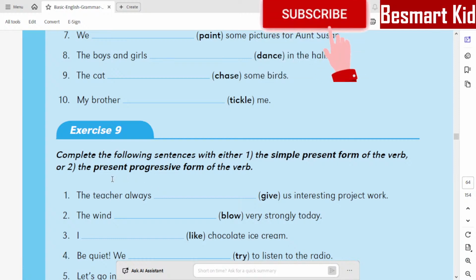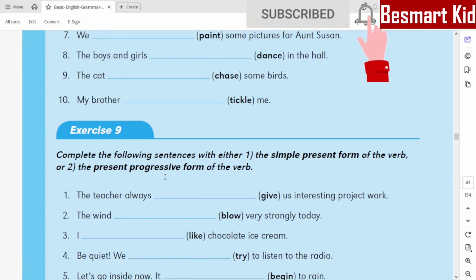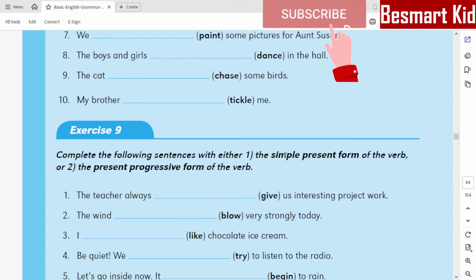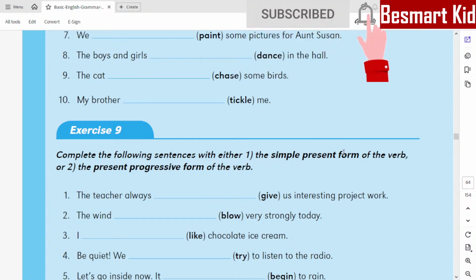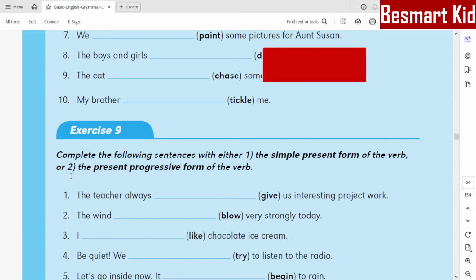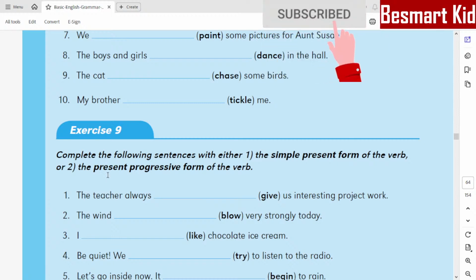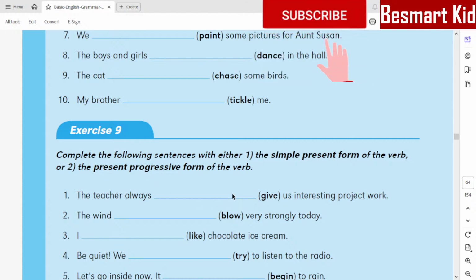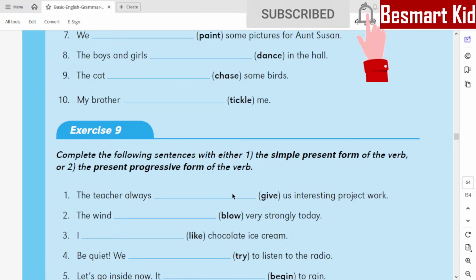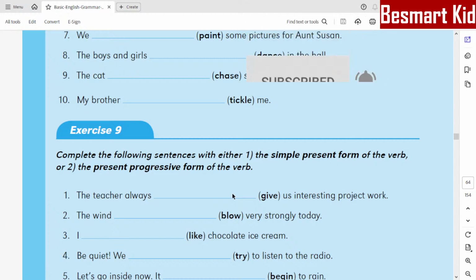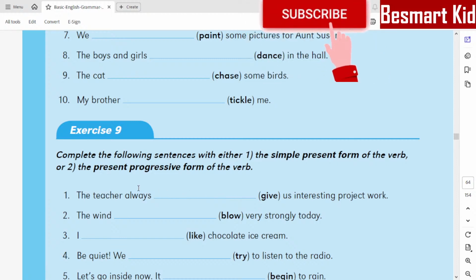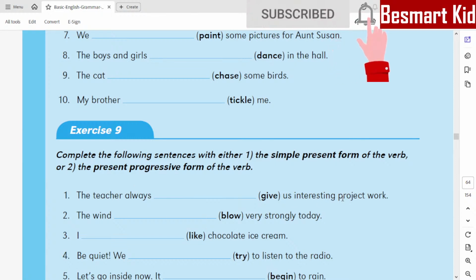Exercise 9. Complete the following sentences with either the simple present form of the verb or the present progressive form of the verb. First, the teacher always dash us interesting project work.